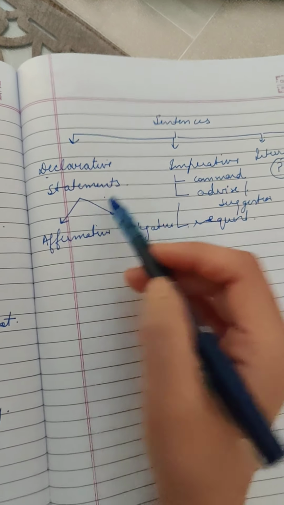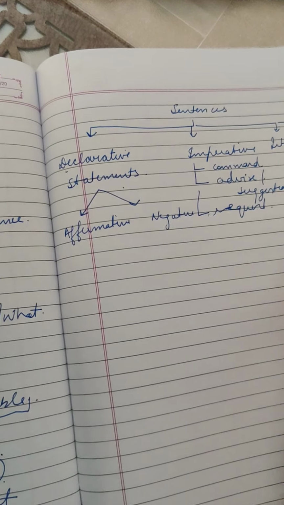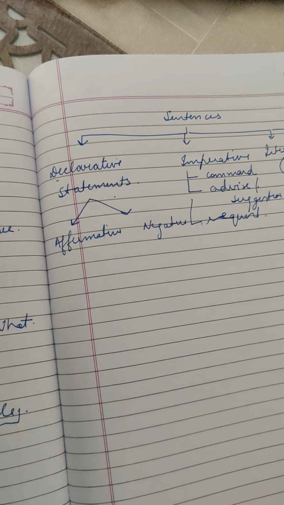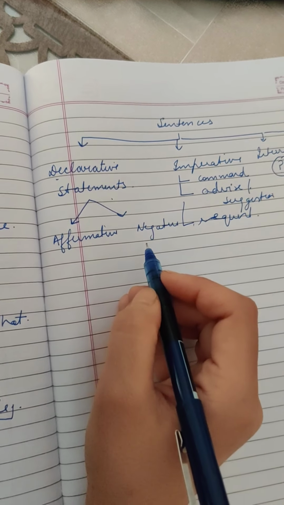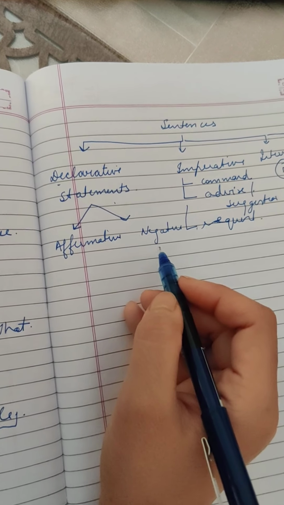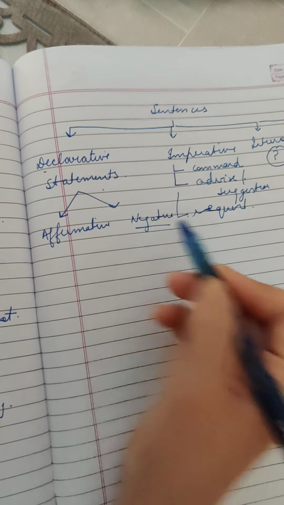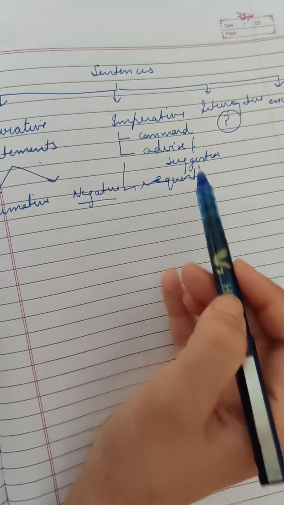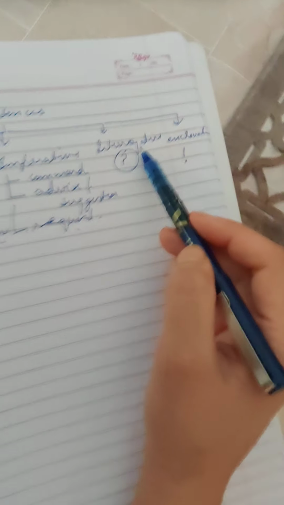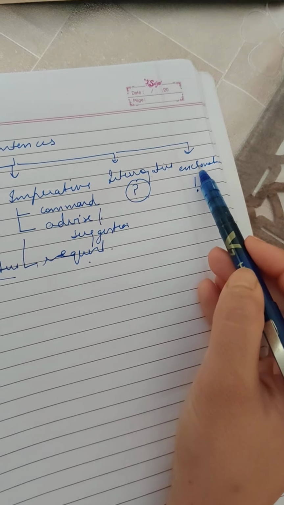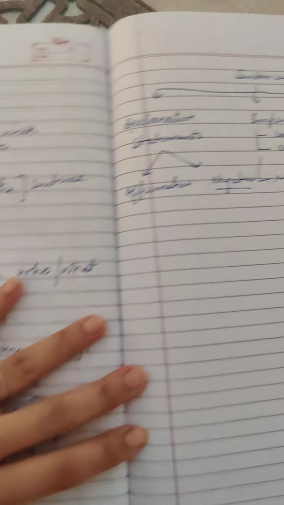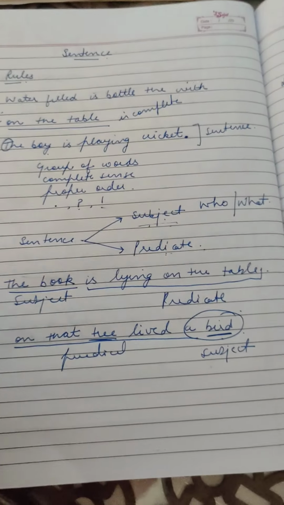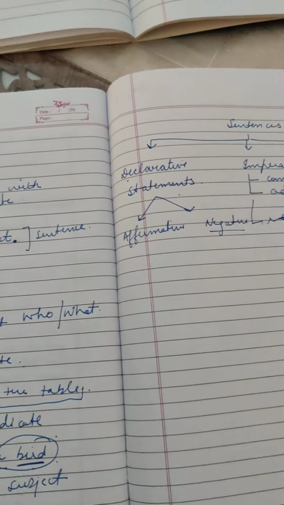Declarative are statement sentences, like simple sentences. The book is lying on the table. I have to go to the market. Simple sentence. I will not go to school. Not is coming there, so it is a negative sentence, part of declarative. Imperative, where a command, advice, suggestion or request is given. Interrogative, which asks a question, and exclamatory sentences, which show a surprise or feeling. So, sentences we have done, phrases we have done, and types of sentences we have done.